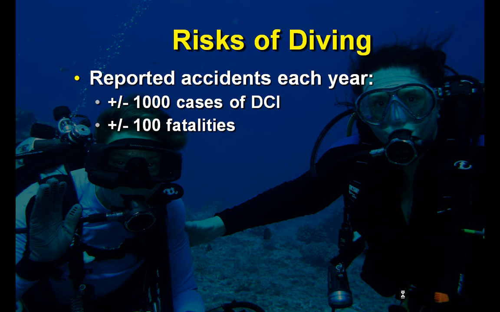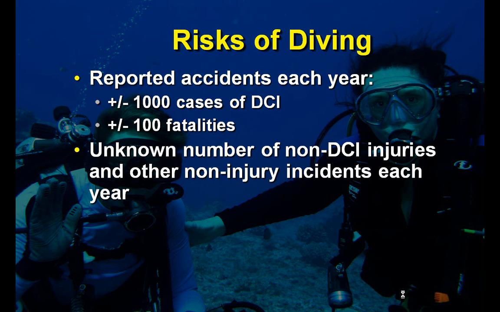When you look at the data that we have published over the years, we have records of about 1,000 cases of decompression illness each year and about 100 fatalities. And an unknown number of non-decompression illness and other non-injury incidents occur every year, which is extremely important information. But up until recently, we've not been able to capture that information. And when you registered today, there was a box of cards that talk about our incident reporting system that we just recently introduced, so we can get this information.